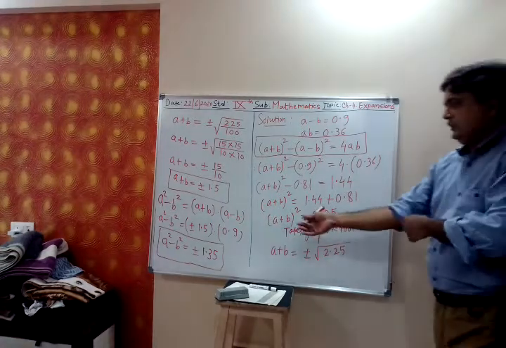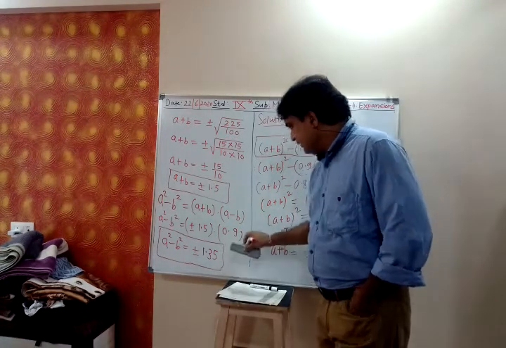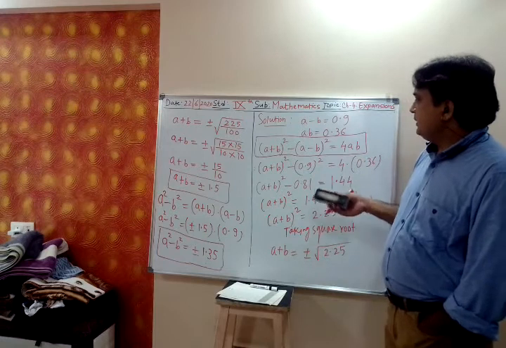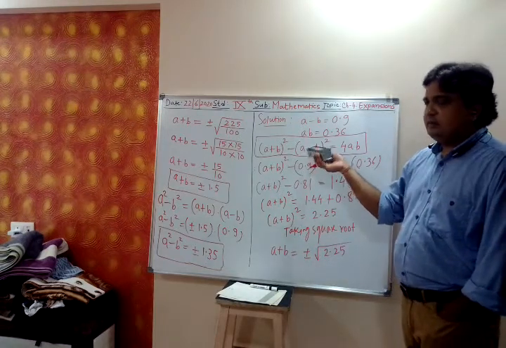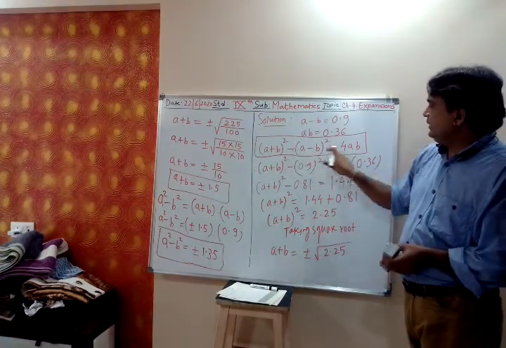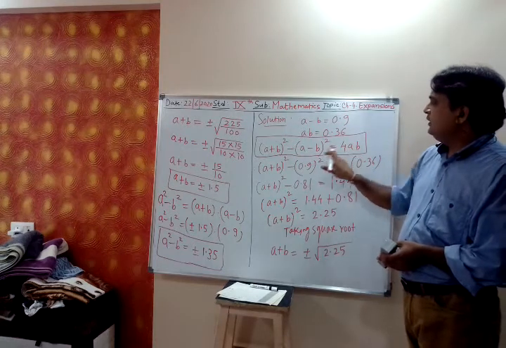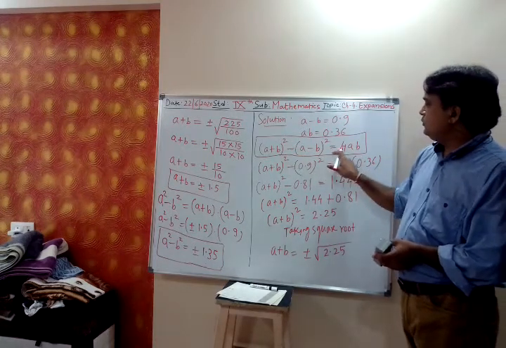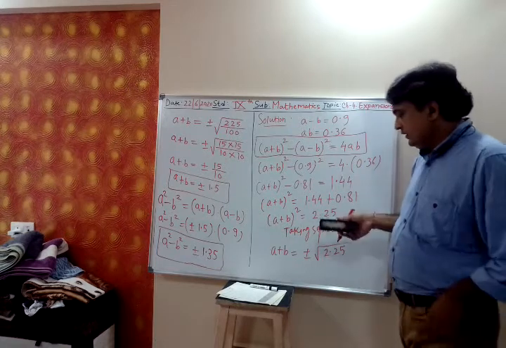So a square minus b square is plus minus 1.35. So this formula you remember. When there is minus sign, it is 4ab. When there is plus sign, it is 2 times a square plus b square.